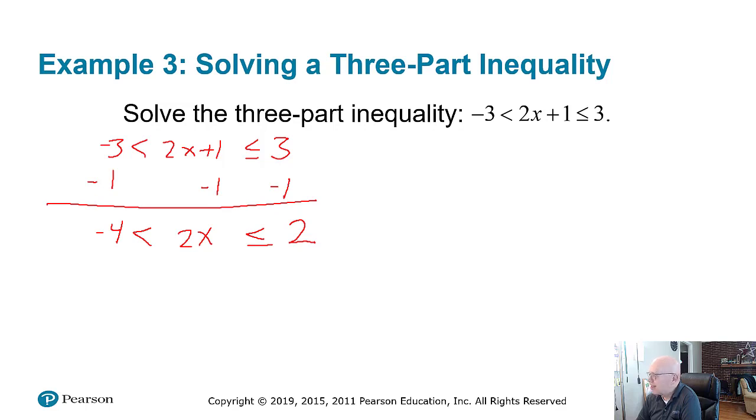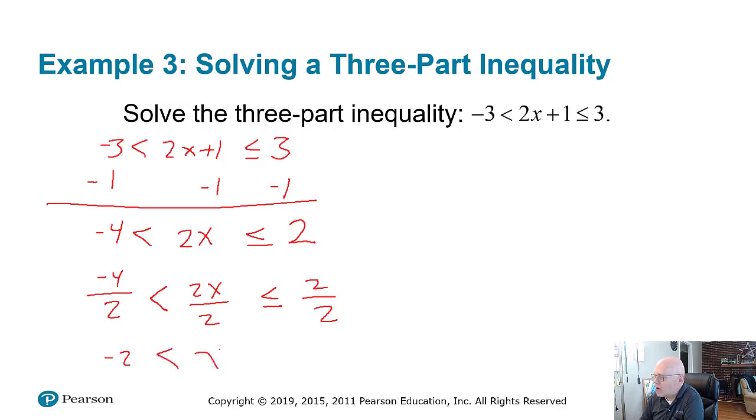And since we've got 3 sides, we're going to take -4 divided by 2, 2x divided by 2, and 2 divided by 2. Notice I didn't put the inequality in yet. I look at this and say, okay, what am I dividing by? Am I dividing by a negative number? No. So do I reverse this inequality? No. It's still a less than sign. And over here, it's still a less than or equal sign. Now, what do we have? -2 is less than x. Hooray, we've got the x. And less than or equal to 1. And there's our solution.